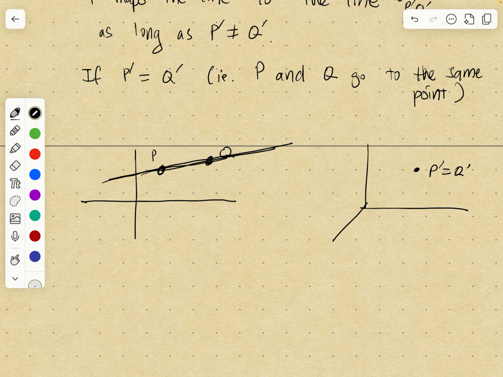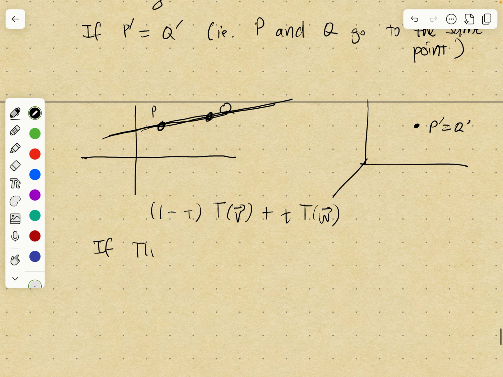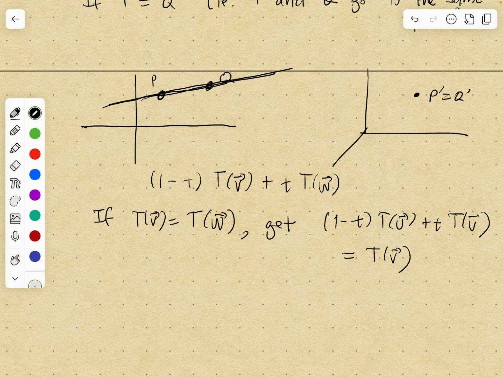Well, if you think about it, this output is going to be 1 minus t of v plus t, capital T of w. Now, if T of v is equal to T of w, then this is just going to equal 1 minus t of v plus t, capital T of v, and that's just going to equal capital T of v. So what did we learn? We learned that if P and Q go to the same point under the map T, then this whole line through P and Q is also going to go to that same point. It's just going to go to the vector T of v.